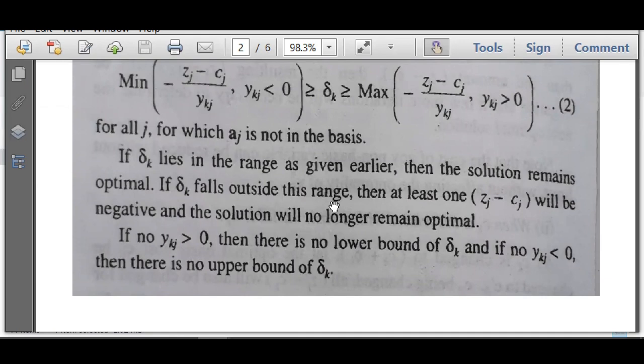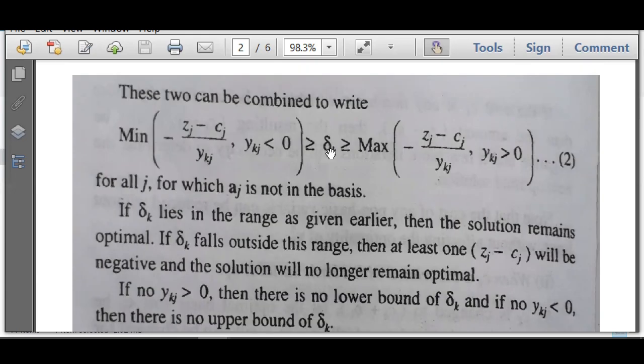If del k falls outside this range, then at least one zj minus cj will be negative and the solution will no longer remain optimal. So what are they saying? Obviously, how did we obtain this range? We obtained this range under the assumption that the optimal solution remains as it is, that is, remains optimal. So if I bind to or use that assumption, then this is the range.